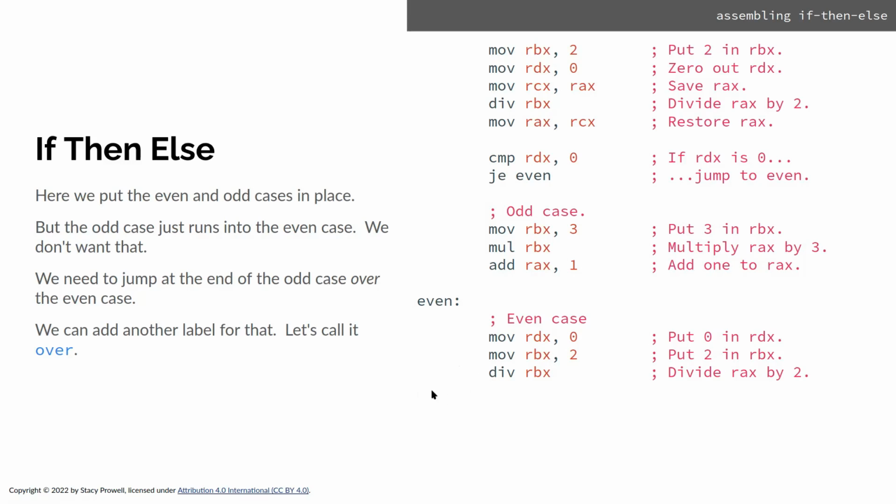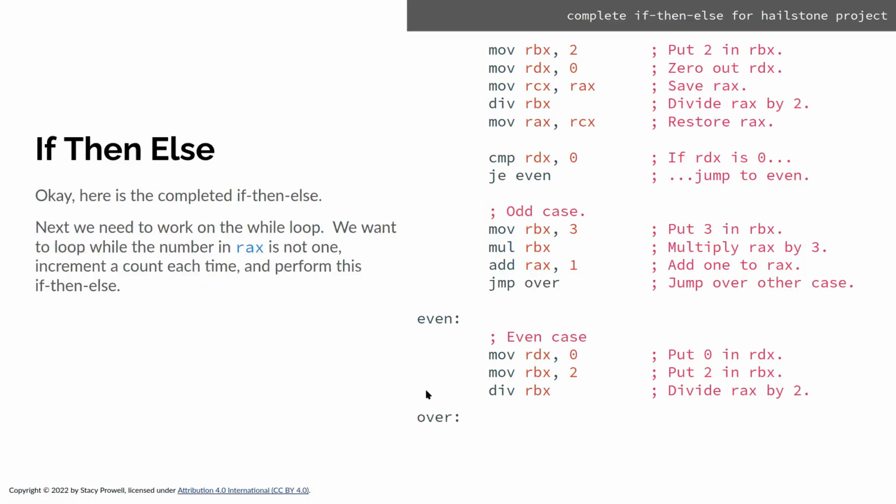And so we'll add a label. We'll call it over, and we'll just jump over it. There we go. So here we go. We come down through here, do the comparison, jump to even if it's even, do the divide by 2. If it's odd, we don't do the jump, right? If the remainder is not 0, it's odd. We don't do the jump. We do the odd case, multiply by 3 and add 1, and then we jump over the even case. All right. Lot going on here, but this is the core of the code.